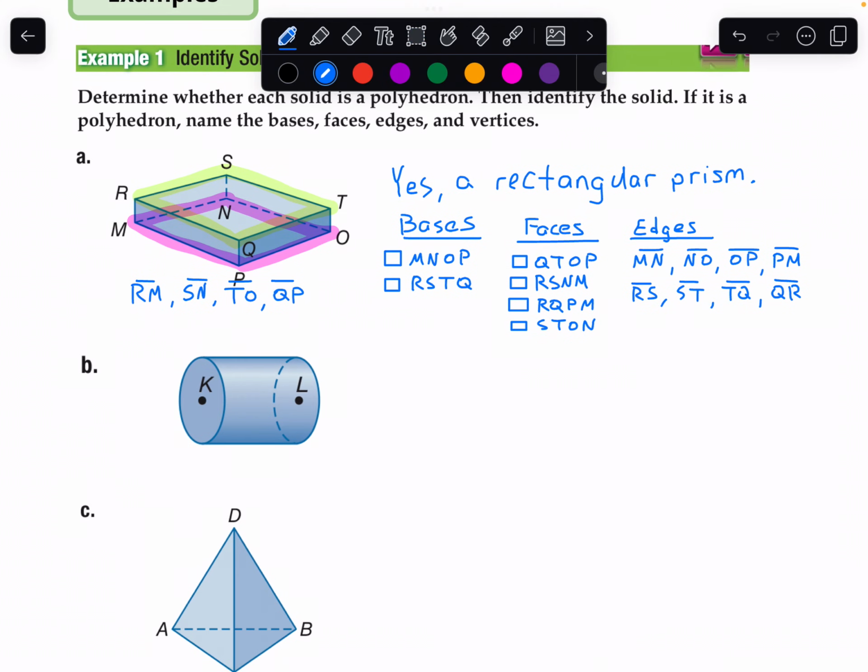Let's go on to shape B. This is not a polyhedron because it's a cylinder. And thankfully, we don't have to list anything for that.